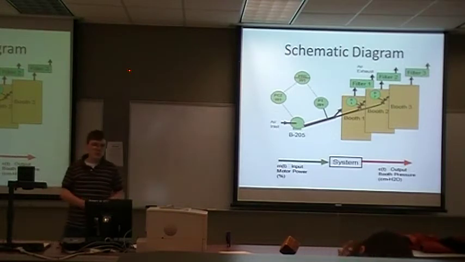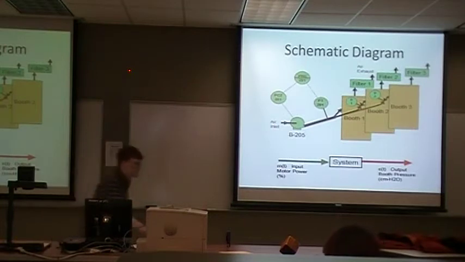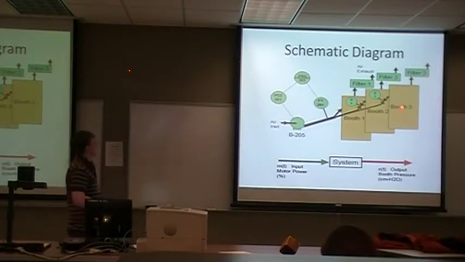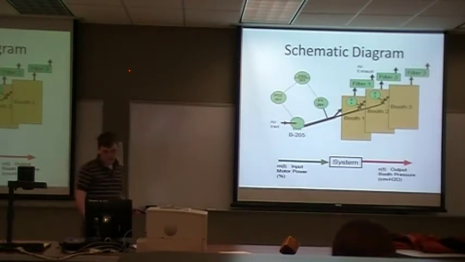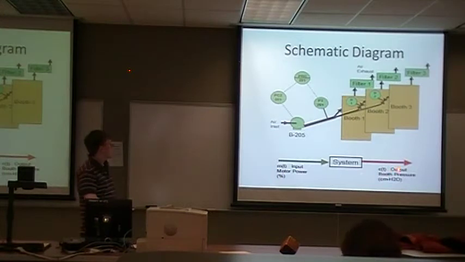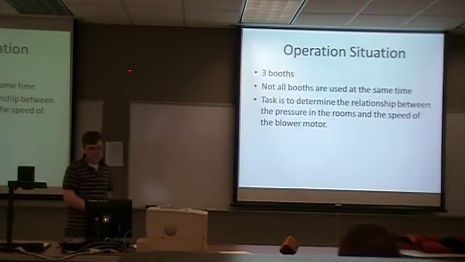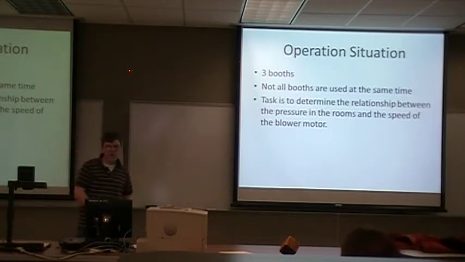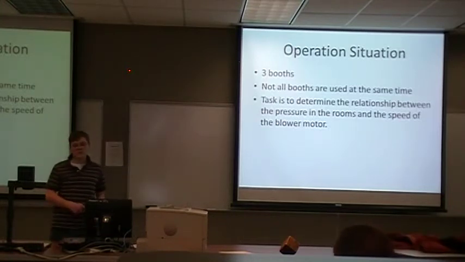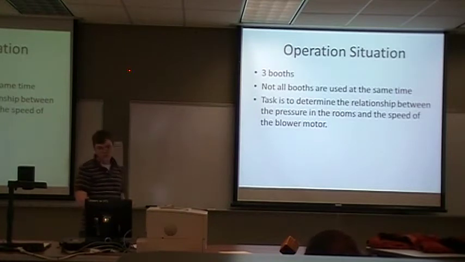Here's a schematic of our system. It has a variable speed motor right there. It goes into 3 booths. You control the pressure. All the booths don't have to be open at the same time. See our block diagram. We've got our input, motor percent power, which gives a booth pressure output. Like I said, not all booths are used at the same time. The task is to determine the relationship between the pressure in the rooms and the speed of the blower motor.